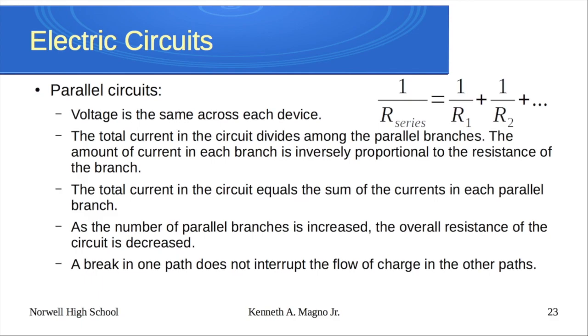For parallel circuits, the voltage is the same across each device. The total current in the circuit divides among the parallel branches, so the current through each branch is different. But the total currents add up to the sum of the current that left the voltage device, the battery, whatever it was. As the number of parallel branches increases, the overall resistance of the circuit decreases. And if you break one of the paths, so all of a sudden I remove one, it still flows current, it just goes through only the other paths.